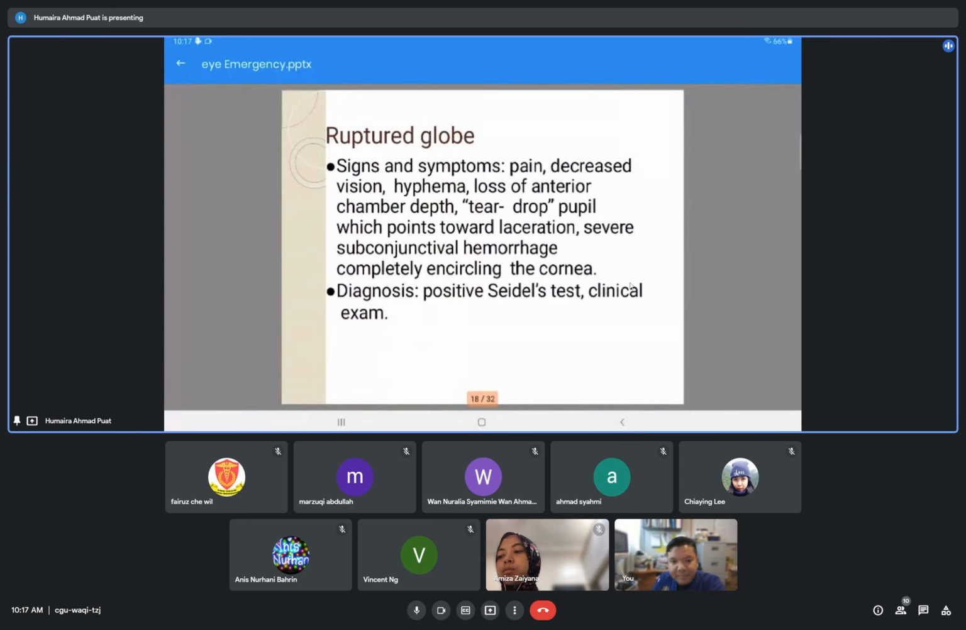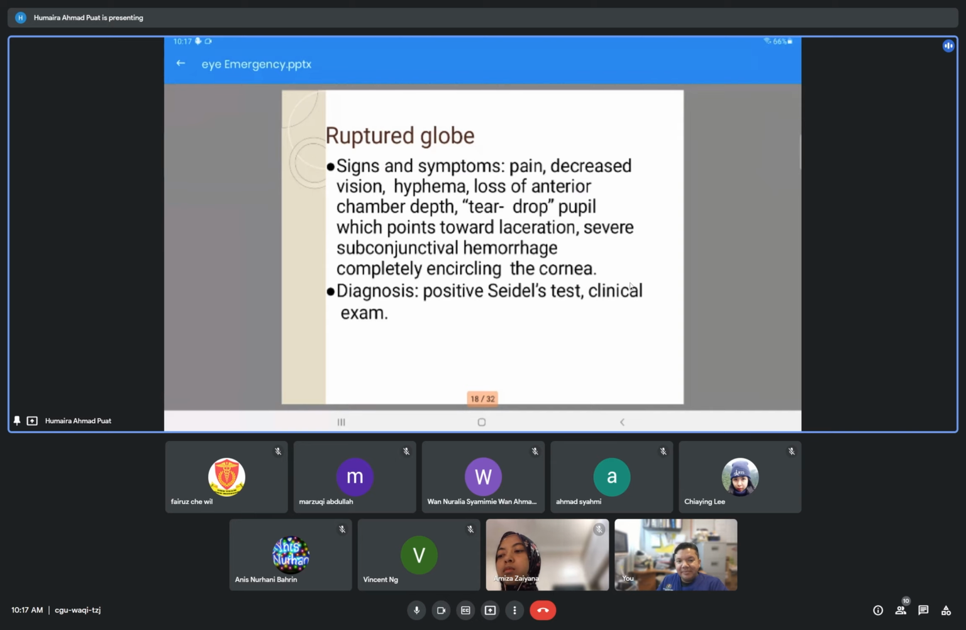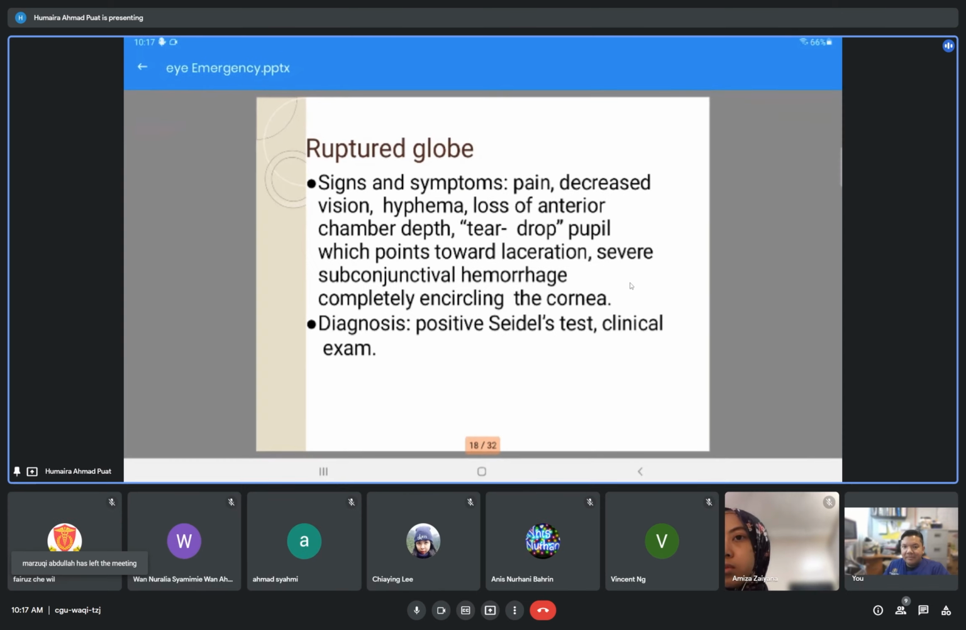And then to diagnose, we can use Seidel test. This one I think we don't have in our ED, right? Seidel test, how is it done? What is Seidel test? It is like staining also, but it looks for aqueous leakage. Okay, we don't have it here. We don't have.